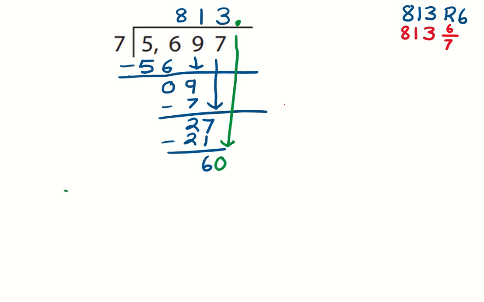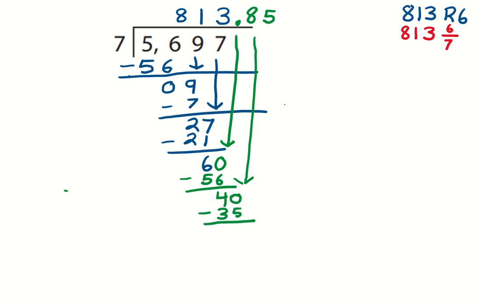How many times will 7 go into 60 without going over? Well, once again, we know that 7 times 8 is 56. And now we can subtract 56 from 60, and that gives us 4, and we can bring down a 0. And now we ask ourselves, how many times will 7 go into 40? Well, we know that 7 times 5 is 35. That's about as far as we'll be able to go with that. And so now we can do 35 from 40, which gives us 5 left over, but we can bring down another 0, giving us 50.